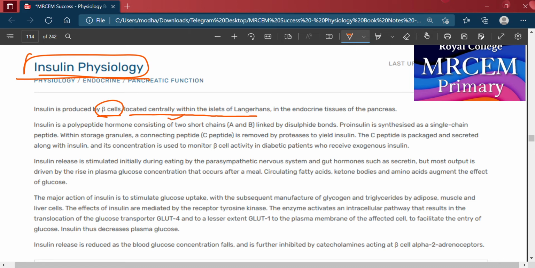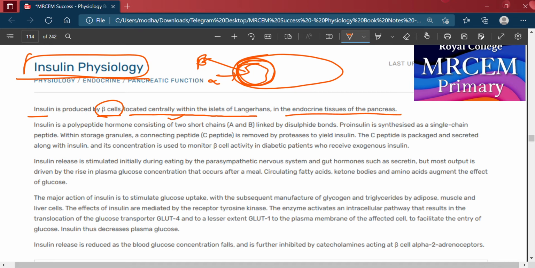As we have seen earlier, in the islets of Langerhans, as if this is the pancreas, then this is the islet of Langerhans, and in this, on the outside are the alpha cells, and medially are the beta cells. Okay, and this insulin is secreted by the beta cells in the endocrine tissue of the pancreas.